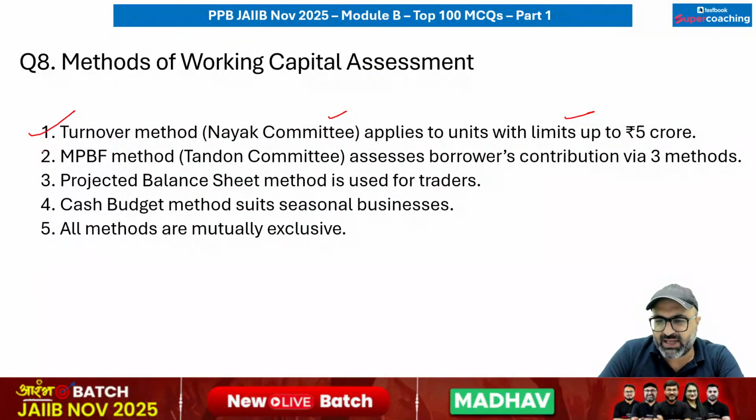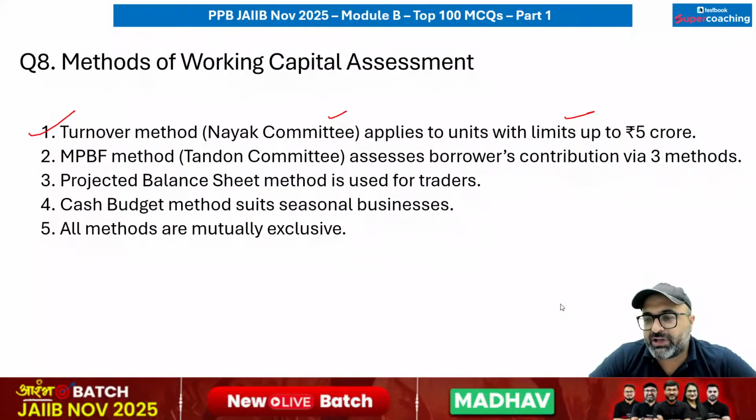MPBF. What is this MPBF? Give me the full form. MPBF, give me the full form. It stands for what? Any idea? Sir, it basically stands for what? If someone asks me, then my answer to this question is MPBF basically means maximum permissible bank finance.